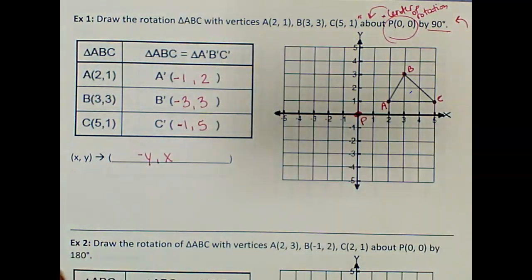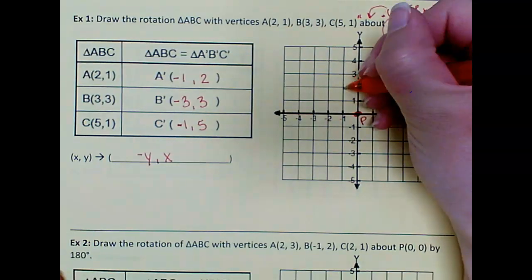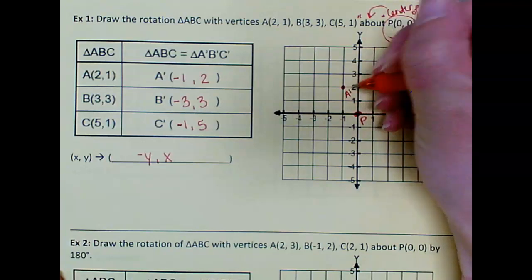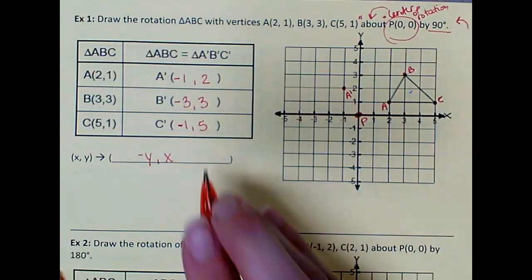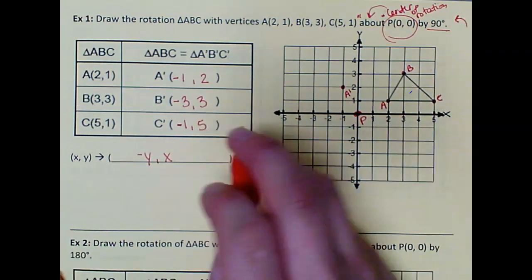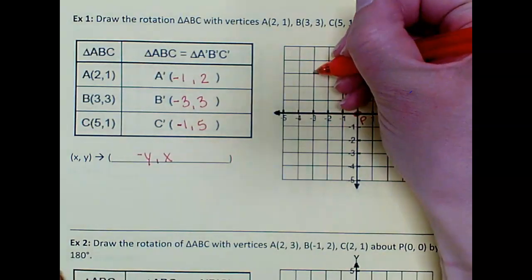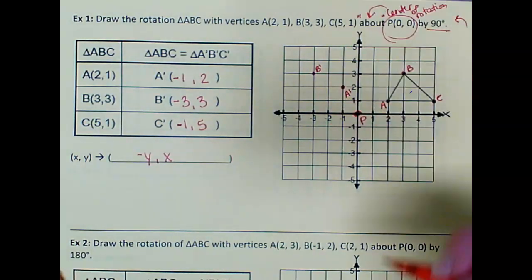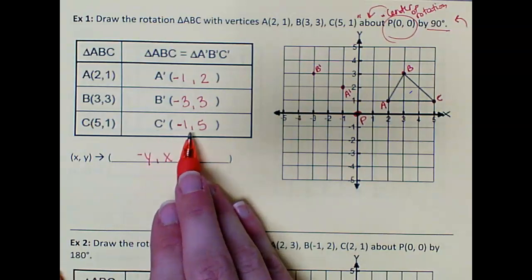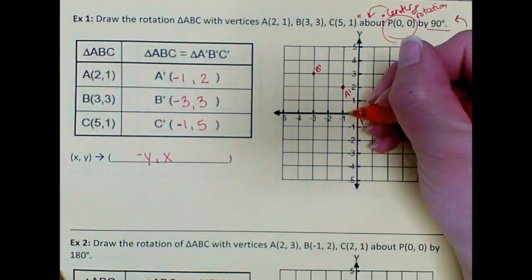So let's plot our new points. We have point A prime at (negative 1, 2). We have point B prime at (negative 3, 3). And we have point C prime at (negative 1, 5).